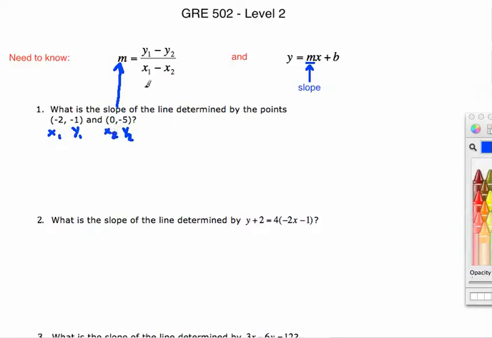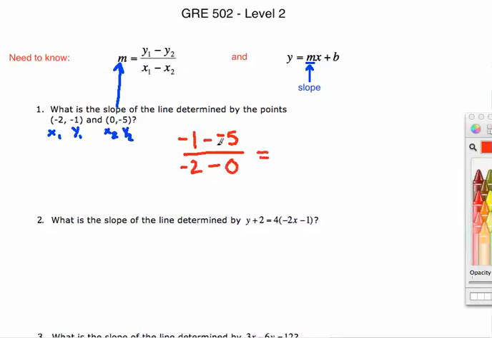If we apply this knowledge now, y1 is negative 1 minus y2, divided by x1 minus x2.